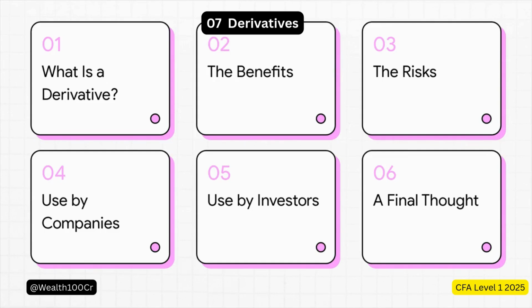So this is our lesson plan for today. We'll go step by step. First, what is it? Then we will see the good things, the benefits. Then the bad things, the risks. After that, we will see how companies and investors use them. And finally, one last thought. We will go slowly. No need to worry at all.